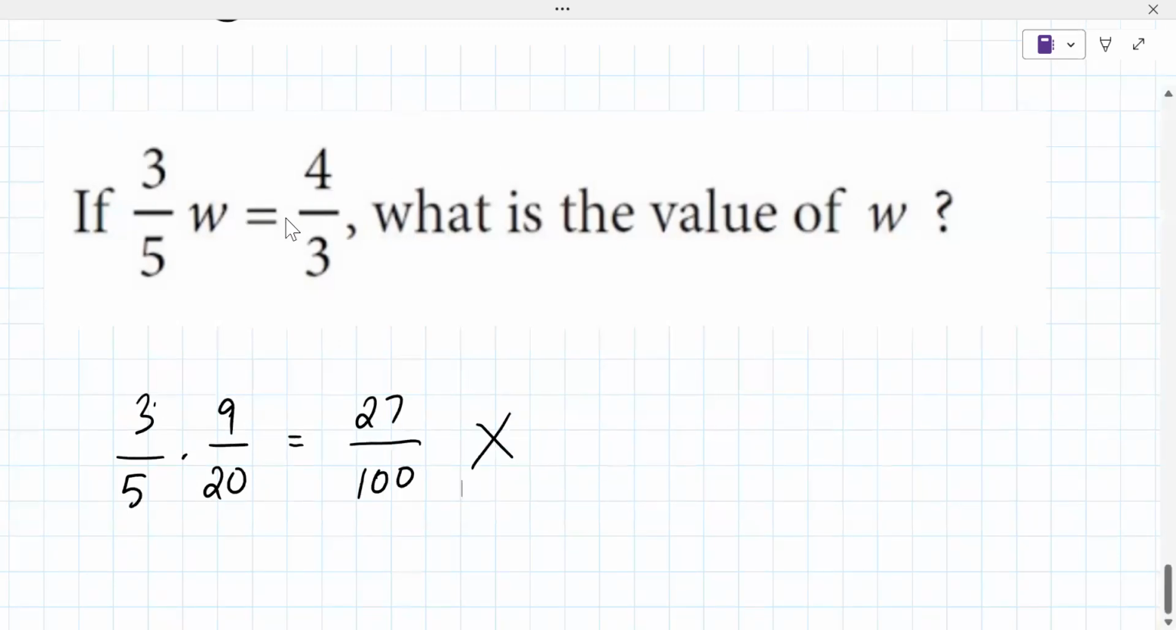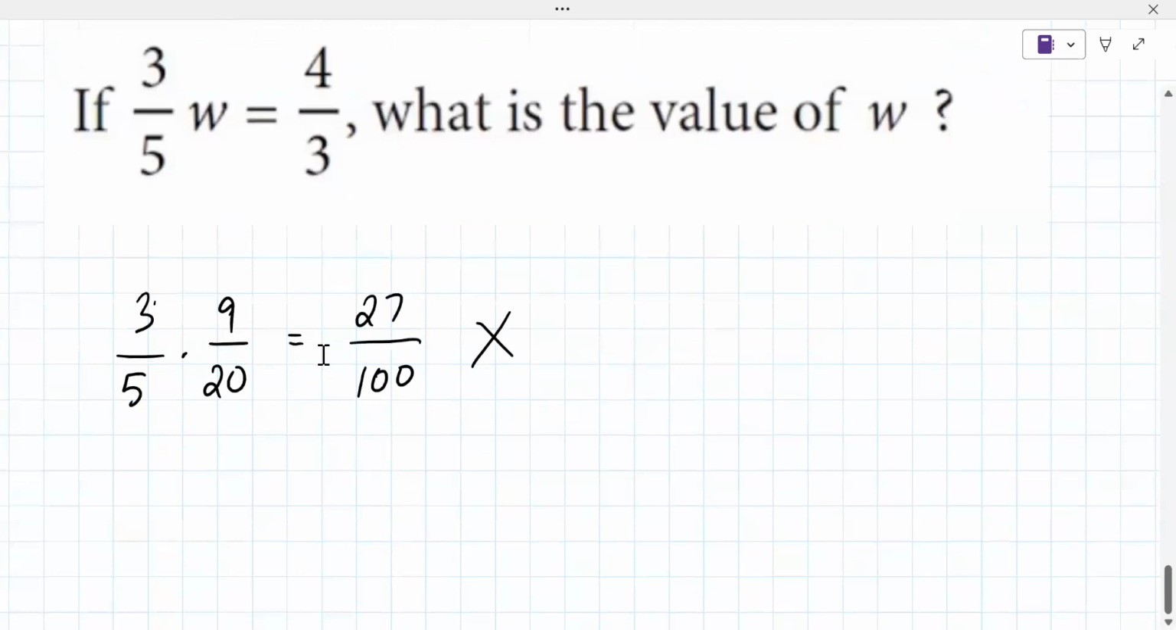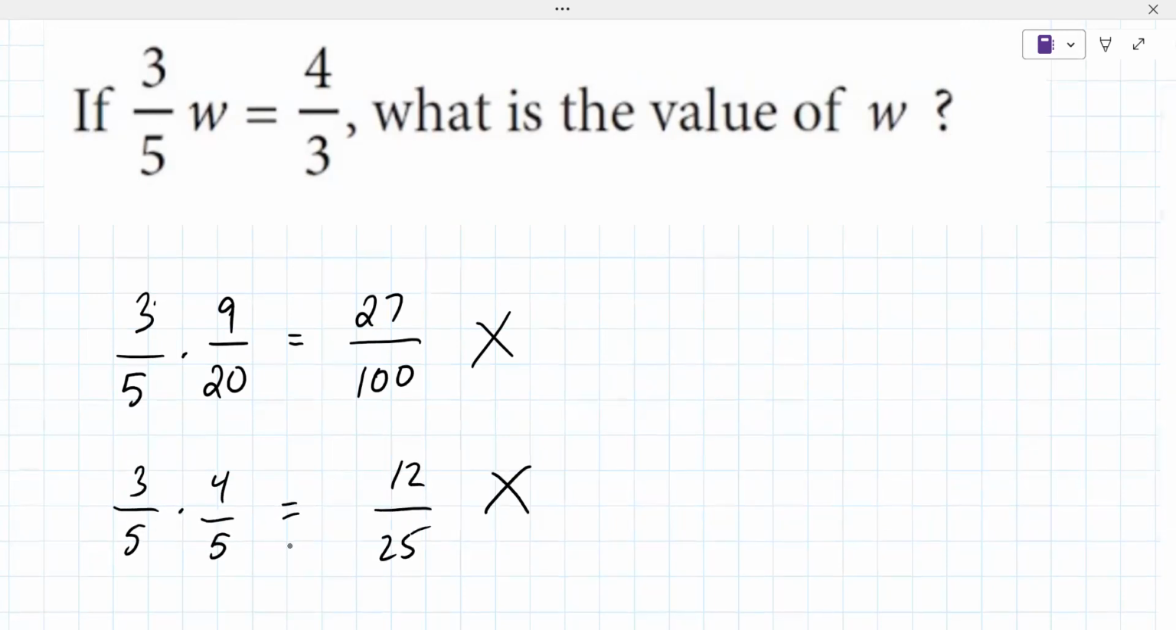Right. So now let's try B. 3/5 times 4/5. Does 3 go into 5? Does 4 go into 5? No. So this says 12/25. That is also not the answer. So now let's try C.